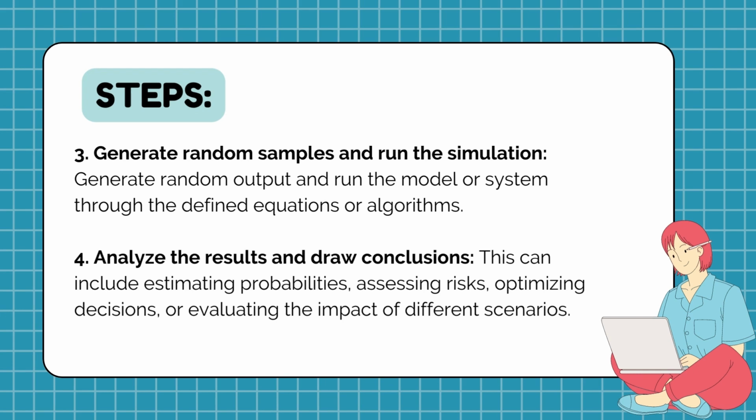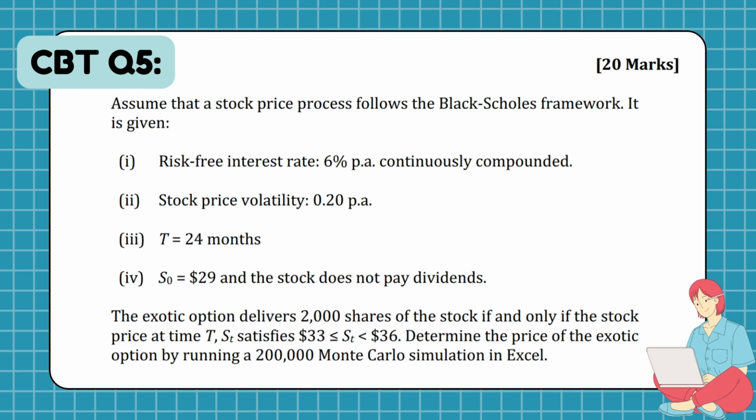After obtaining some basic knowledge of Black-Scholes model and Monte Carlo simulations, we are going to test our understanding with CBT question 5. Assume a stock price process follows the Black-Scholes framework. It is given that risk-free interest rate is 6% per annum continuously compounded, stock price volatility is 0.2 per annum, T equals 24 months, which is 2 years, S0 equals $29 and the stock does not pay dividends.